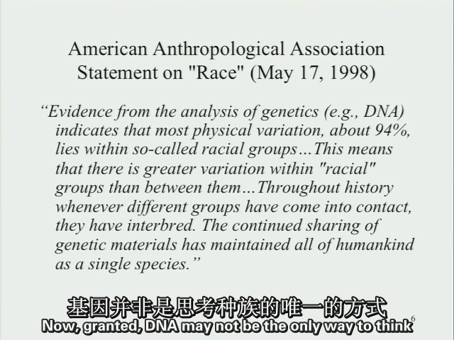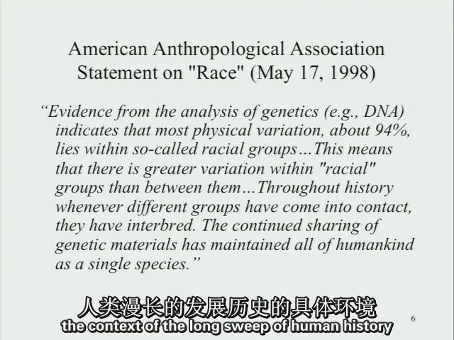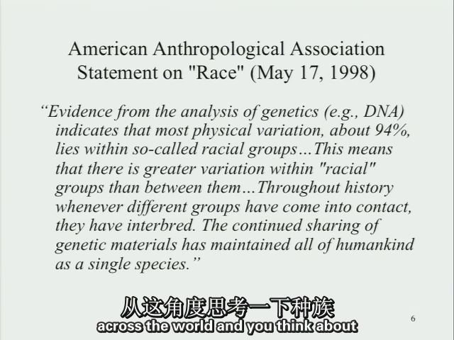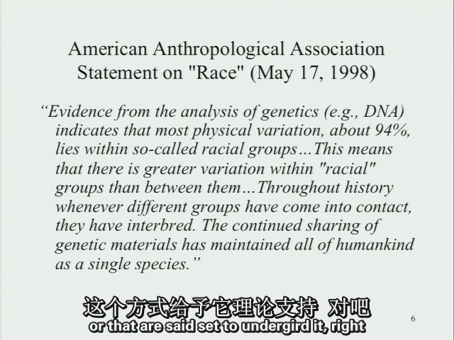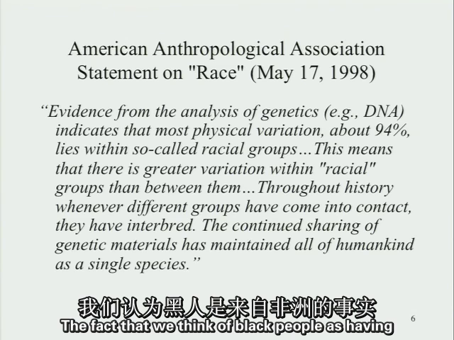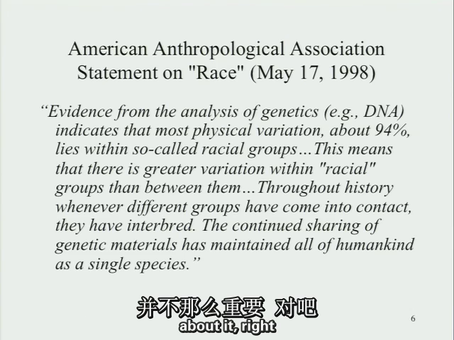Now, granted, DNA may not be the only way to think about race. But when you think about race in the context of the long sweep of human history across the world, and you think about the groupings that are associated with it or that are said to undergird it, right? The fact that we think of black people as having somehow come from Africa and that kind of thing. This is a fairly important way to think about it, right?